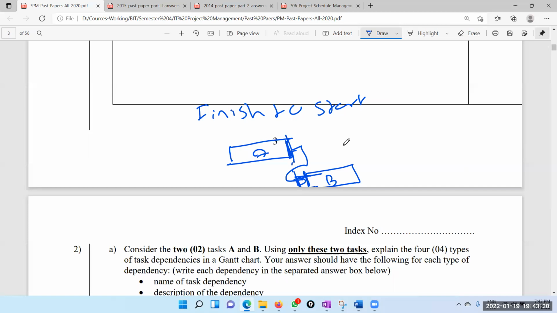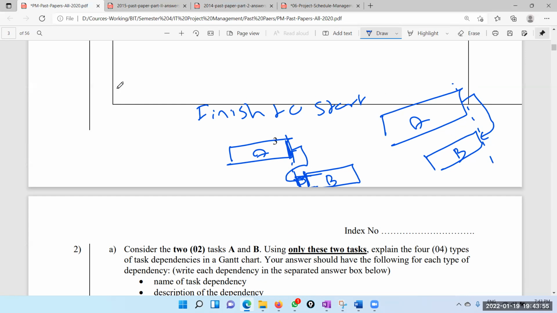So then you have to mention something like finish to finish. That means this must be finished for the other one to be finished. So let's draw a different one. Otherwise, we can't say that it is finished. So it's something like this. This is my A, this is B. We can't say that B is finished until A is finished. That is a dependency. Finish to finish.